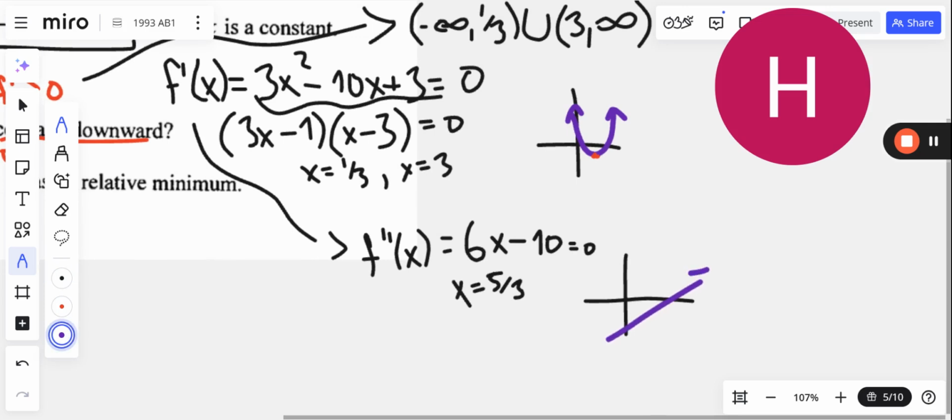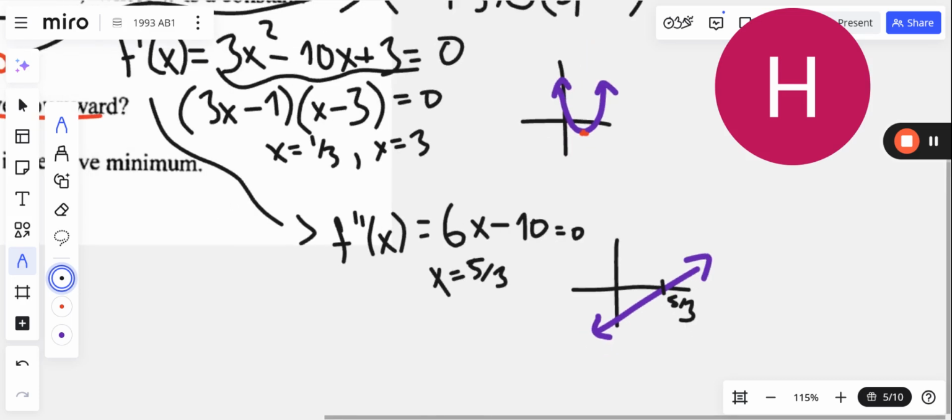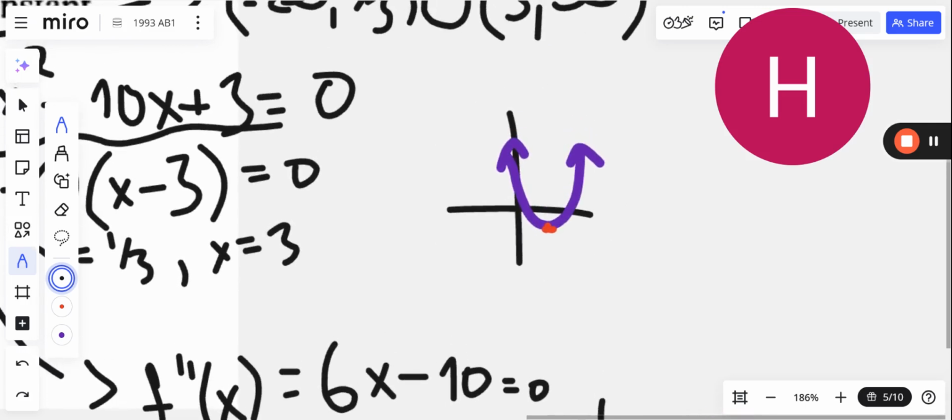And so this function, this derivative, or rather this second derivative, is negative whenever x is less than 5/3. You can see that this is decreasing all the way until 5/3. That's the derivative of the function, and it's 0 at 3 and 1/3.